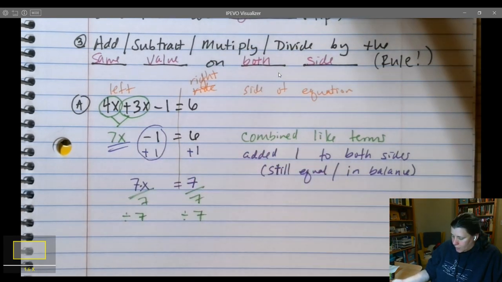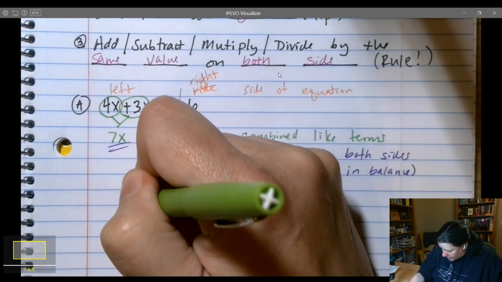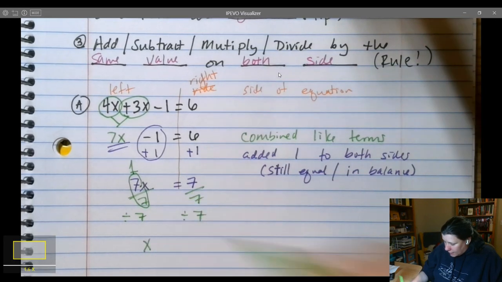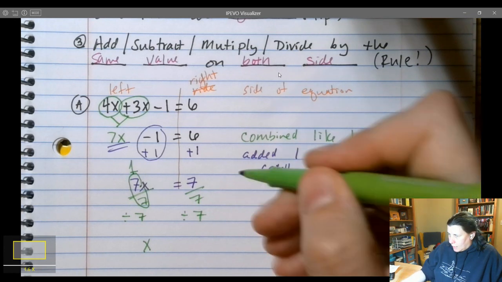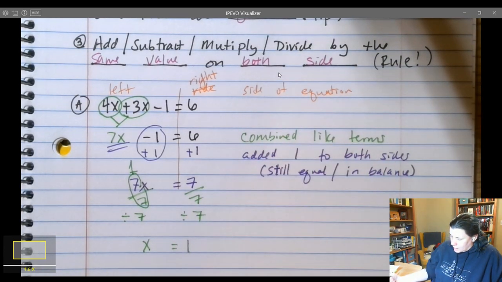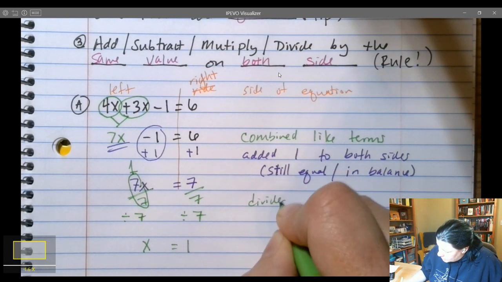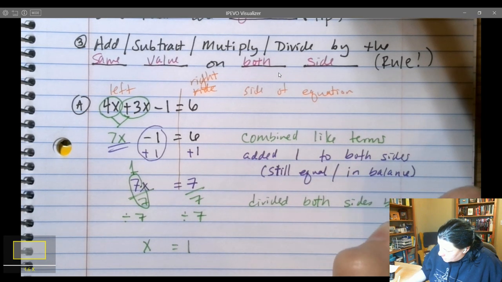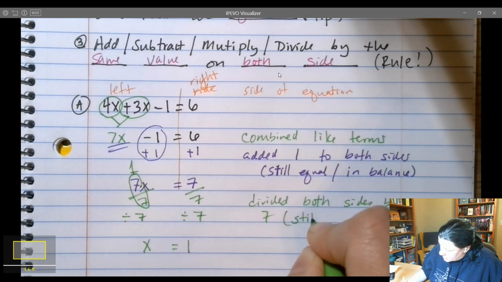Regardless, 7 divided by 7, that's going to be 1. So it's going to be 1x on the left-hand side. And then 7 divided by 7 is 1 on the right-hand side. So what did I do? I divided both sides by 7, and it's still in balance.